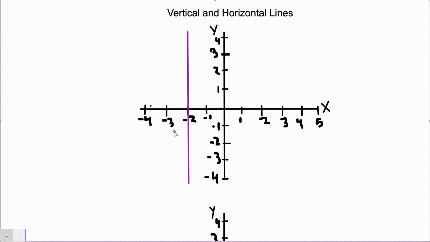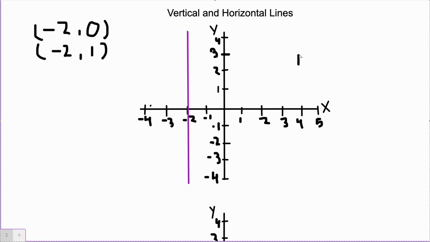Of Crucial Concepts Math, we'll be discussing the slope of vertical and horizontal lines, which were not discussed in the last episode. Let's take 2 points on this line. Let's take the point -2, 0, and -2, 1.